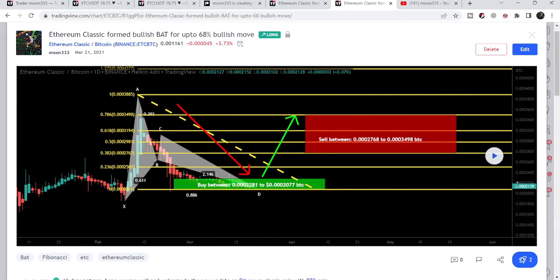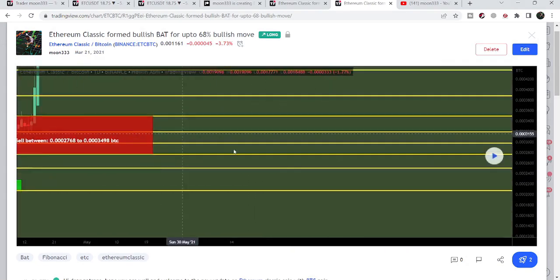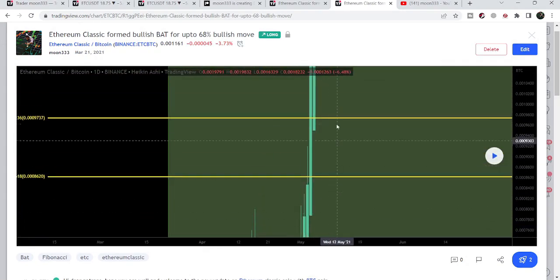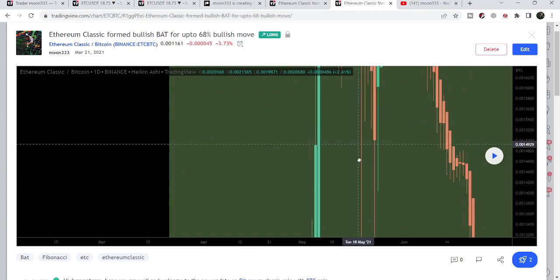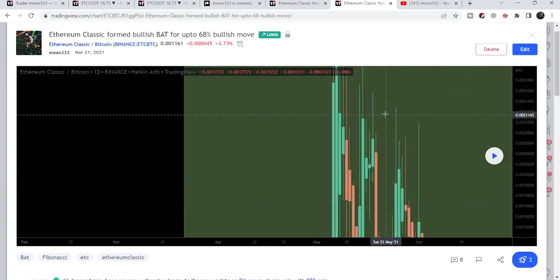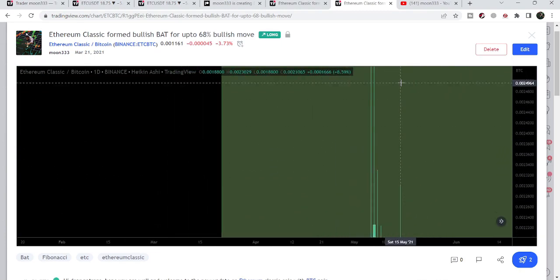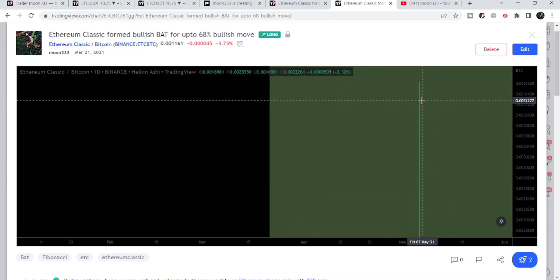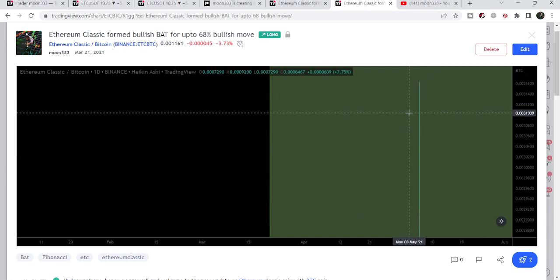You can see it was moving at 0.00002139 bitcoins. After playing this chart, we can see that it had a very massive move on this daily time frame chart. We had a very big pump up to 0.0031632 bitcoins. That was more than a 1300% pump within a few days.